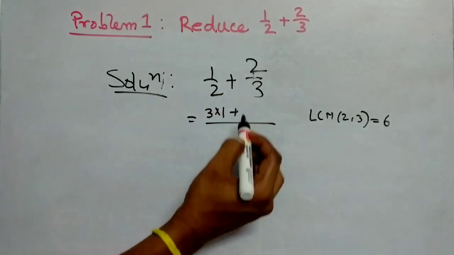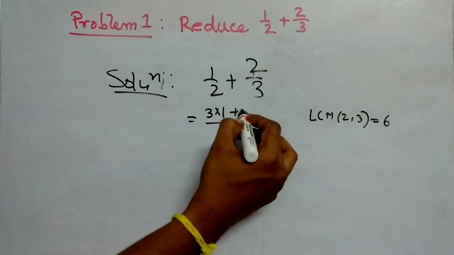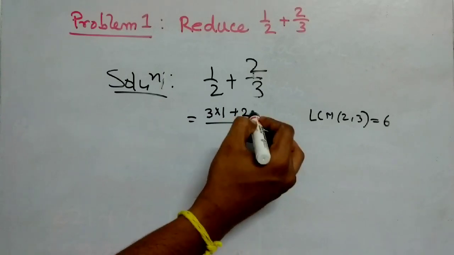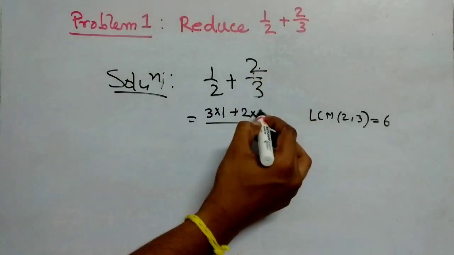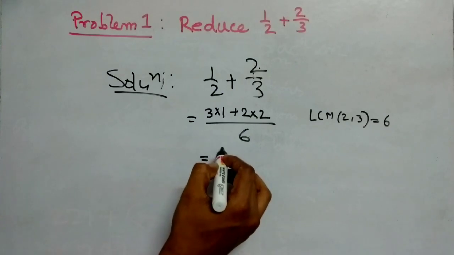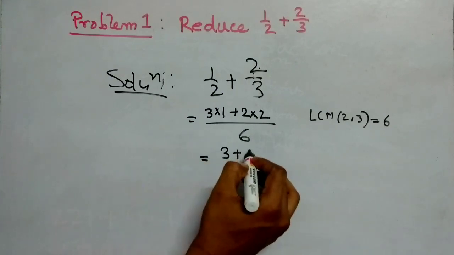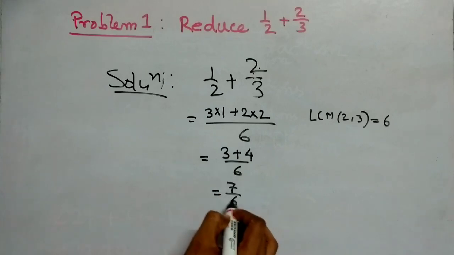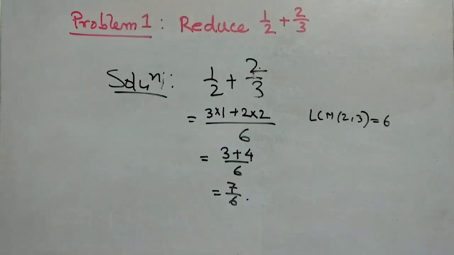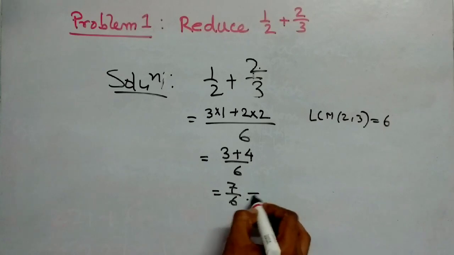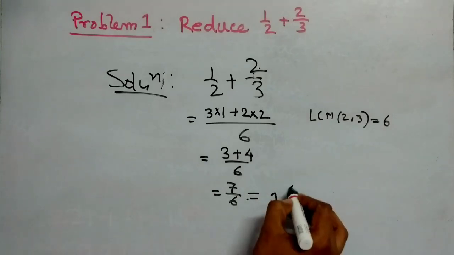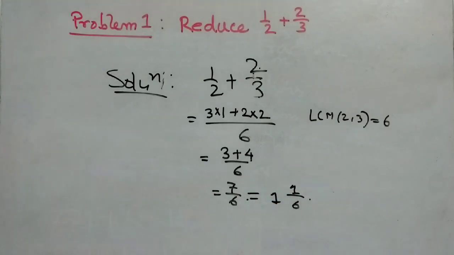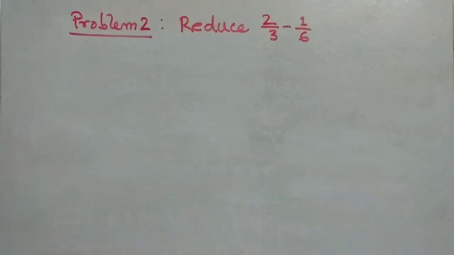Now this plus comes here. Then 3 into 2 is 6 multiplied by this numerator, that is 2. Okay. So 3 into 1 is 3 plus 2 into 2 is 4, divided by 6. It is 7 by 6. So this is the way we will follow to add fractions. Now we can convert it into a mixed fraction, that is, this is 1 whole 1 by 6. Now let's go for another problem.